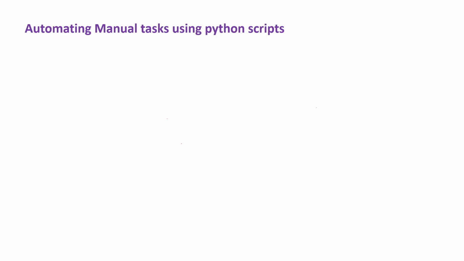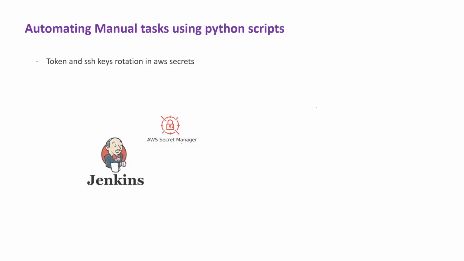And also, guys, nowadays in DevOps interviews especially, scripting is a mandatory skill. If you don't know any scripting, then I would strongly suggest you read about or at least learn the basics of any scripting language. It can be Python or shell scripting as well. The first task is rotation of tokens and SSH keys which were there in AWS secrets.